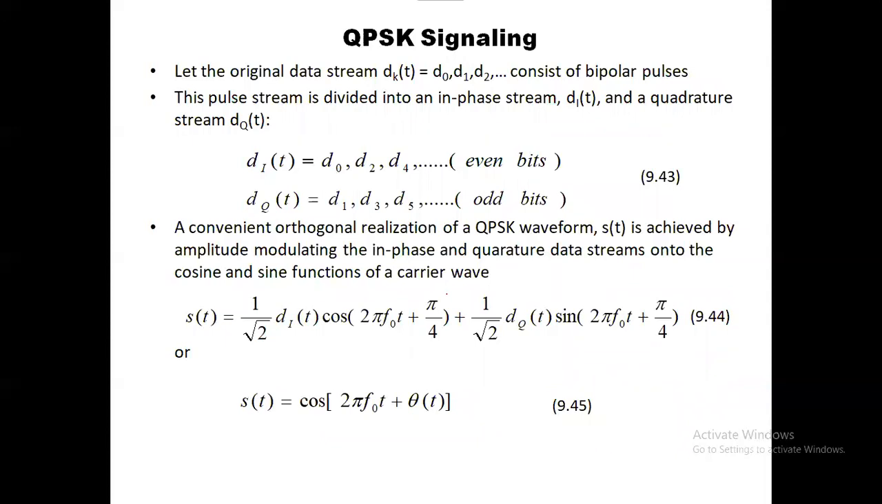So in QPSK signaling, as I said, first we divide the bit stream into even and odd bit streams, and then we map the bit stream dI by multiplying it by 1 by √2, and we do the same for the bit stream dQ by 1 by √2, and we set the initial phase to pi/4.